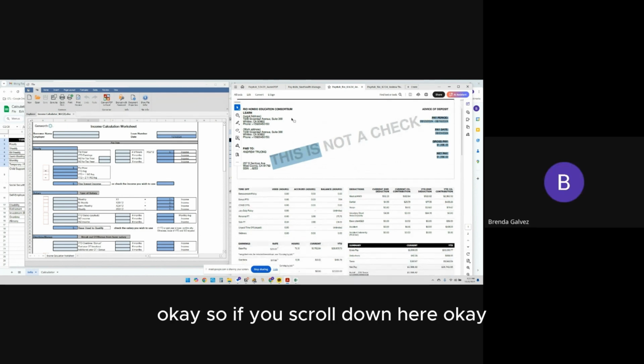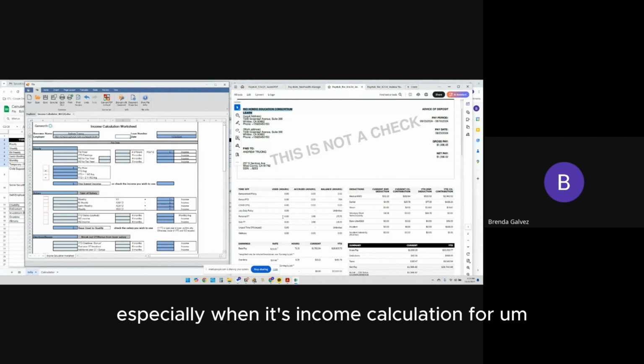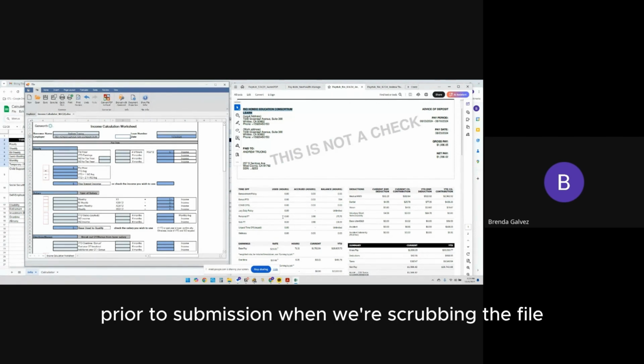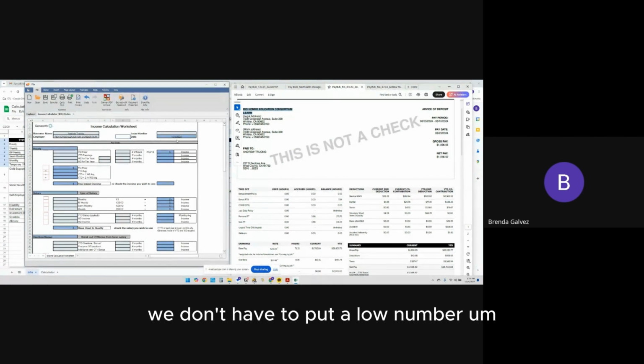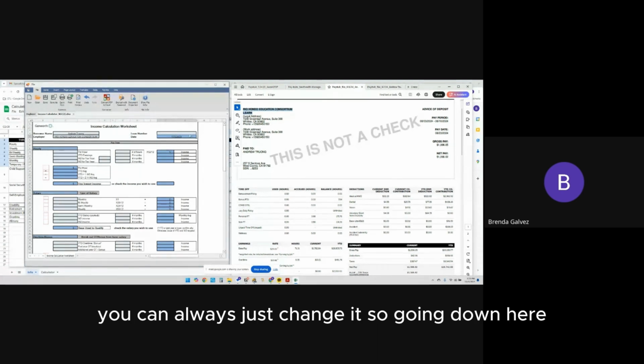Okay. So if you scroll down here, first we're going to put the borrower's name. When we are calculating, we always need to have this Excel sheet. We're going to put the borrower's name and then our employer name. So we can just copy and paste, leave it like that. Phone number, especially when it's income calculation prior to submission, when we're scrubbing the file, we don't have to put a loan number. And then just today's date, that's always going to be there automatically. If it's not today's date, you can always just change it.